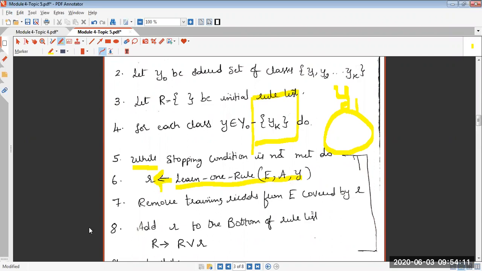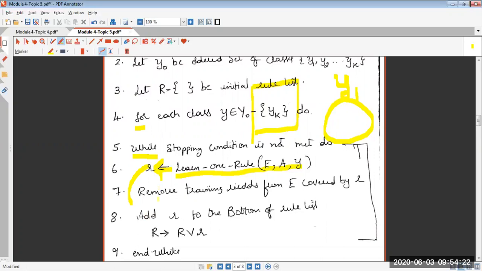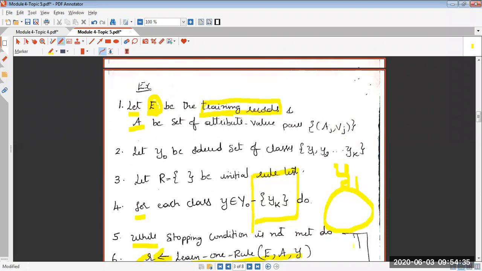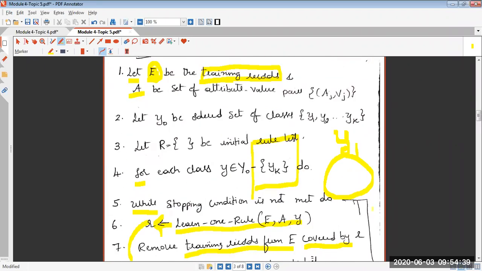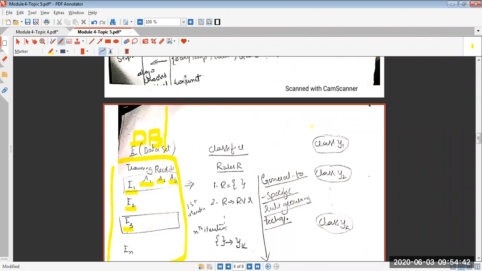Now once the while loop terminates, it is not going to the second iteration of the for loop. It is doing some other things here. In steps 7 and 8, please note what that is: remove the training records from E covered by this rule. Meaning that if 10 records were there, and in those 10 records, record 1 and record 5 were covered, they are removed.